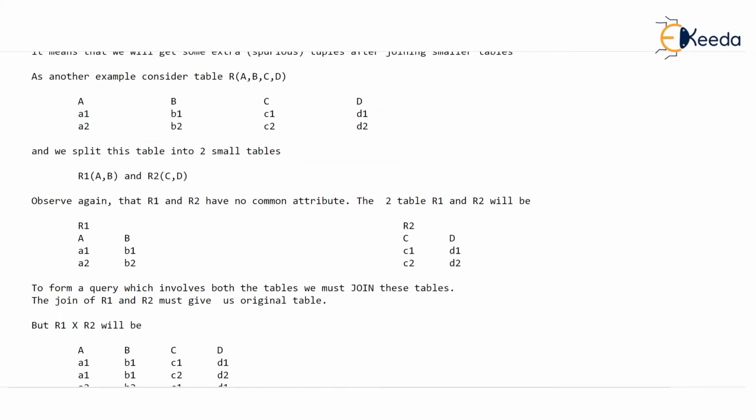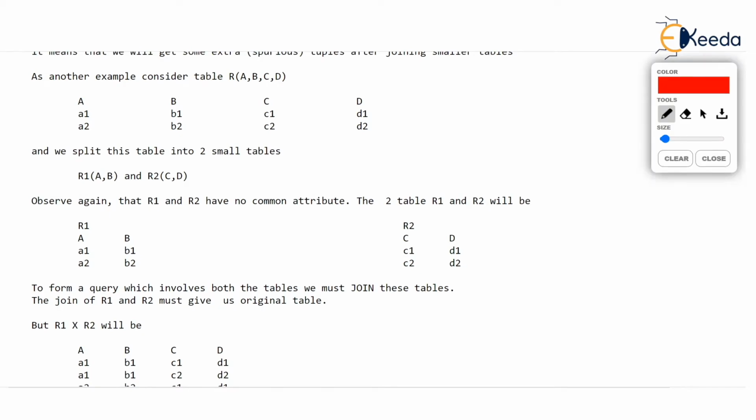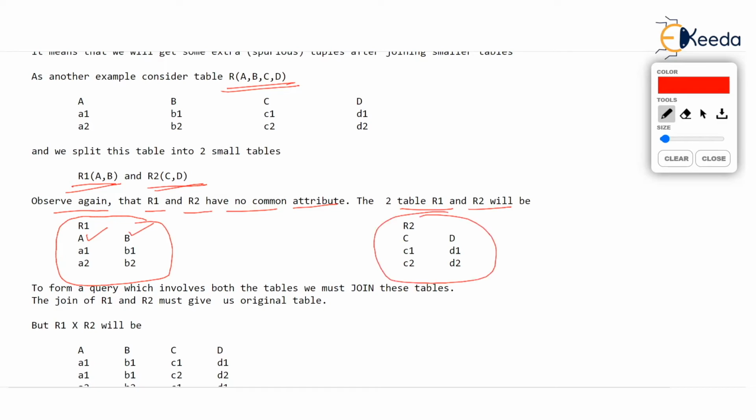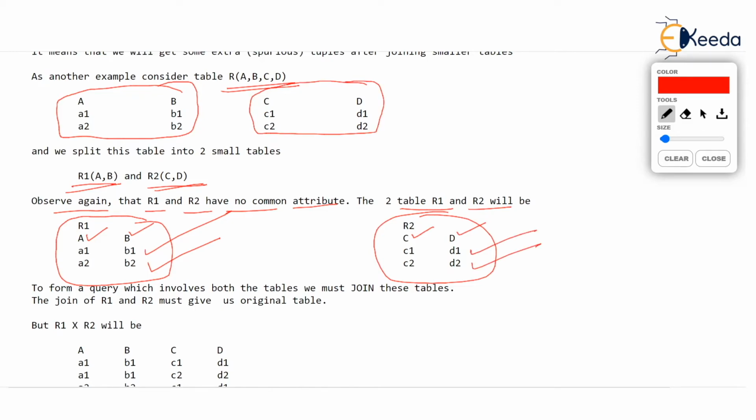This R is decomposed into R1 AB and R2 CD, isn't it? Observe again that R1 and R2 have no common attribute. The two tables R1 and R2 will be, now this will be R1. Note R1 has only A and B, and this will be R2. Note R2 will have only C and D. Now it is very easy to see. If A and B are there in R1, then R1 will have A1 B1, A2 B2, correct? And if R2 is going to have only C and D, then R2 will have C1 D1, C2 D2. So for decomposition, we have decomposed.